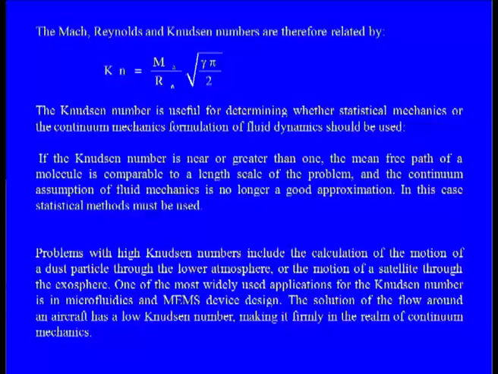For example, problems with high Knudsen number include the calculation of motions of a dust particle through the lower atmosphere, or the motion of a satellite through the exosphere. One of the most widely used applications of the Knudsen number is in microfluidics and MEMS device design. The flow around an aircraft has a low Knudsen number, making it firmly in the realm of continuum mechanics. However, in that case, around an aircraft, it goes from a low Knudsen number to a high Knudsen number. So that makes the nature of the fluid flow across an aircraft complicated.